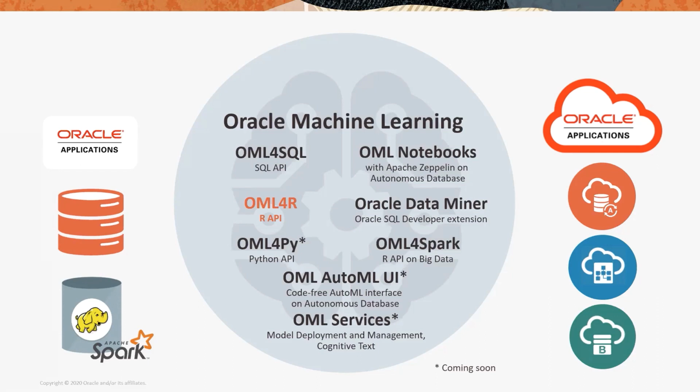The Oracle Data Miner user interface is a SQL Developer extension that enables users to create, schedule, and deploy analytical workflows through a drag-and-drop interface. Oracle Machine Learning for Spark, which also provides an R interface, provides machine learning in the big data environment with scalable parallelized algorithms. And coming soon are the Oracle Machine Learning AutoML UI, a code-free user interface that automates model building, selection, and deployment, and Oracle Machine Learning Services, a REST interface for model deployment and management, along with cognitive text analytics.